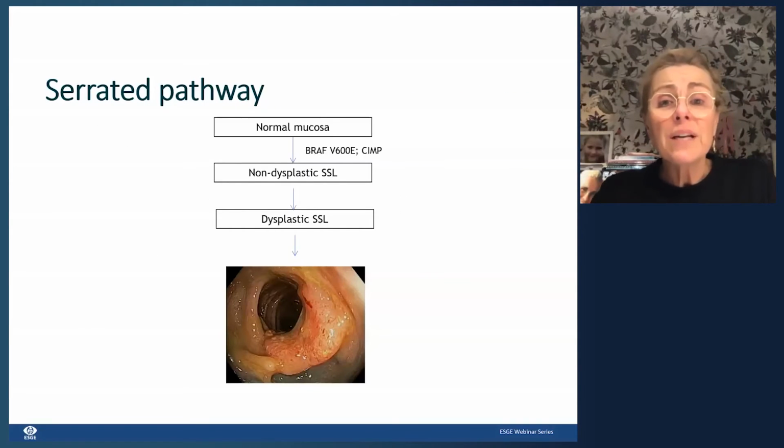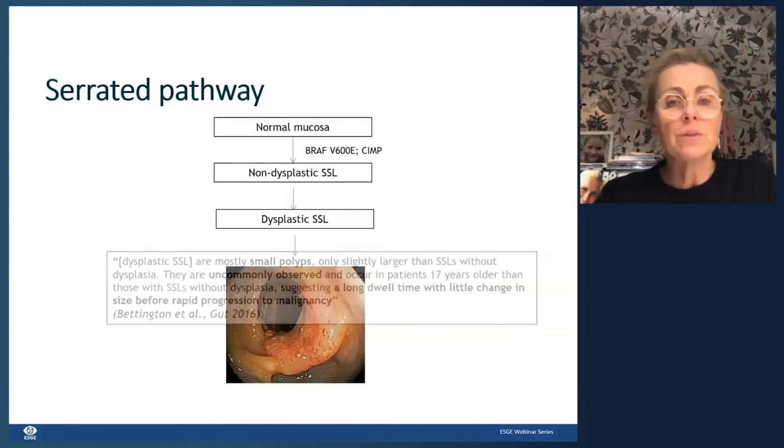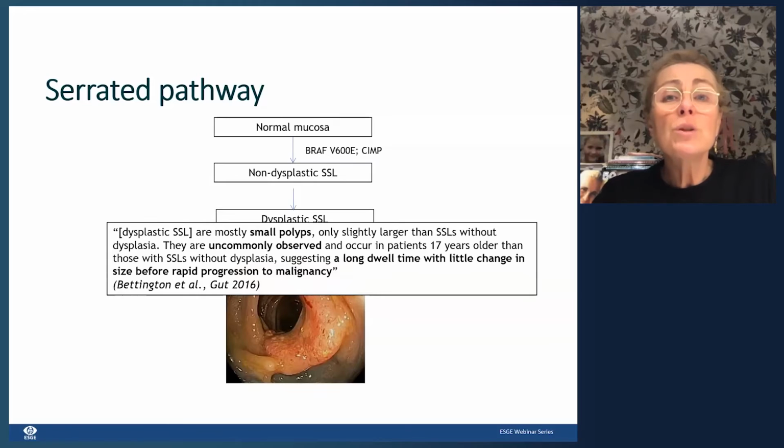However, there's no data on dysplastic sessile serrated lesions, and you will know from the serrated pathway that we think that most serrated cancers develop from these dysplastic serrated lesions. And they are usually small, but they already harbor a very high-risk part, that small dysplastic lesion. And they are uncommonly observed, although we know that probably at least 15 to 20% of post-colonoscopy cancers are coming from the serrated pathway.